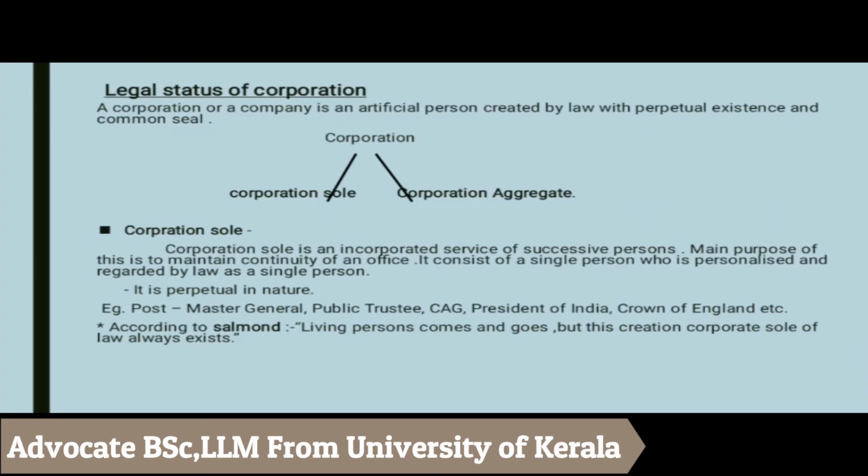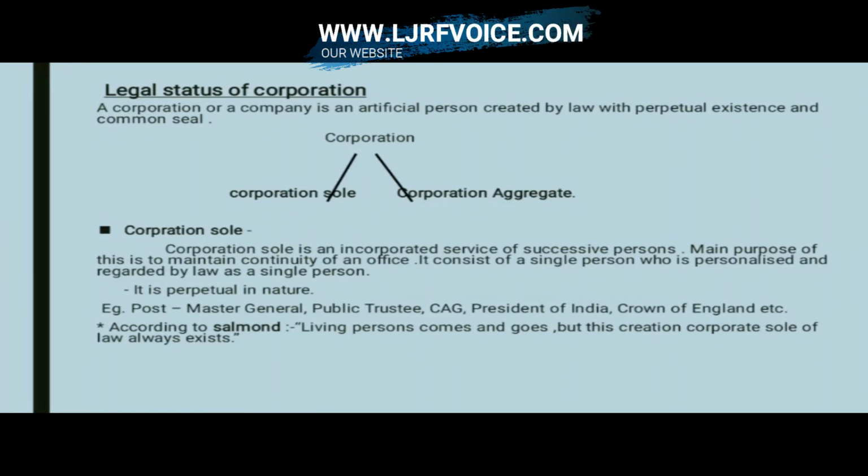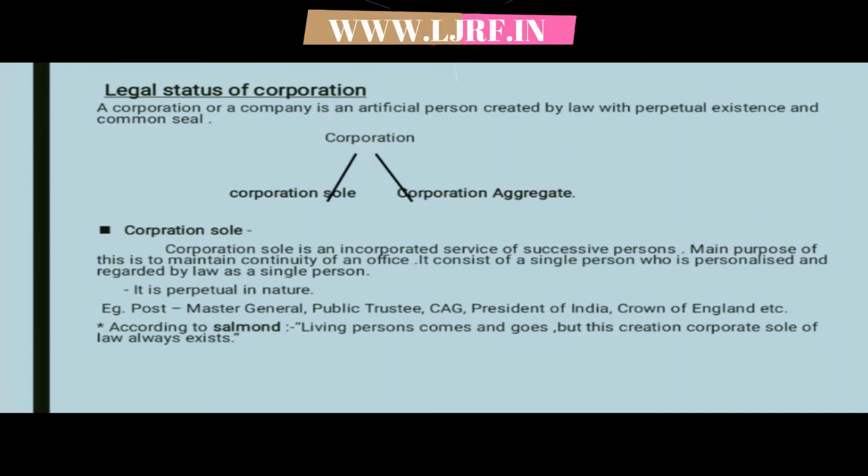And moving to the next slide, that is the legal status of a corporation. A corporation or a company is an artificial person created by law, having perpetual succession, a common seal, and the ability to sue and be sued independently. The idea of corporate legal personality can be traced to ancient Roman and ancient Hindu law. Here, corporations can be classified into two: corporation sole and corporation aggregate.